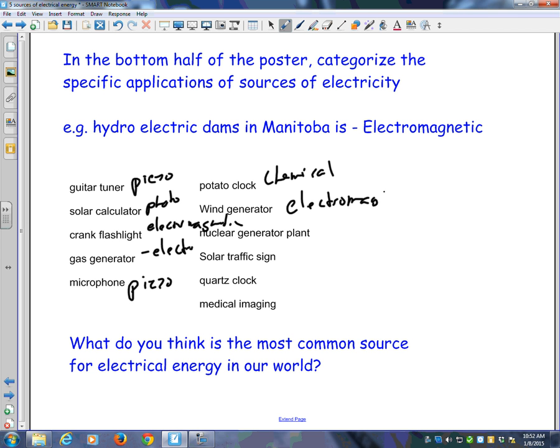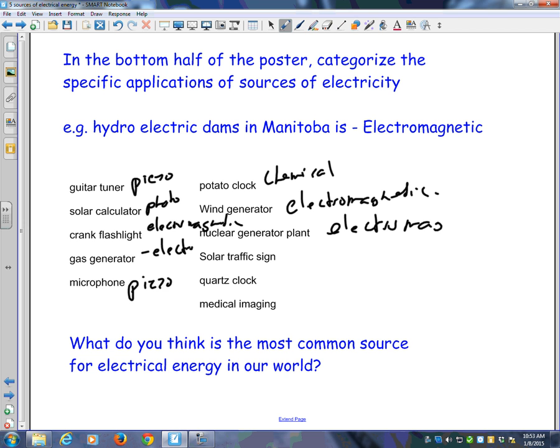Electromagnetic. Have you ever been down south of Minot on the way to Bismarck? They have those giant windmills, right? Down by Winkler as well, giant windmills. That's a source of electromagnetic energy. Nuclear generator plant. They use nuclear energy to heat water, to turn turbines.